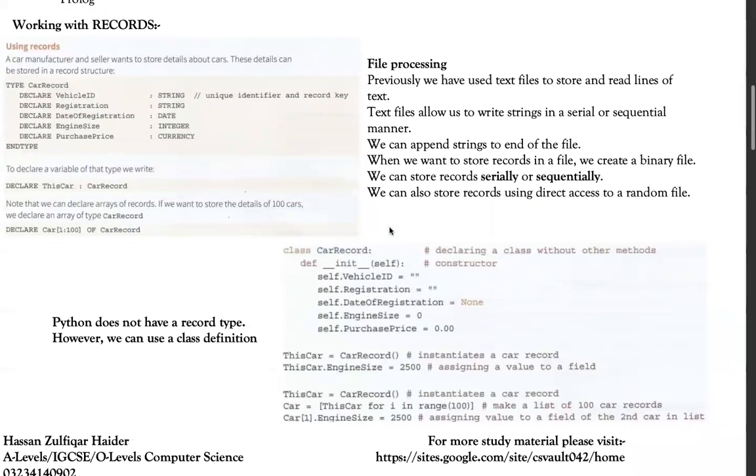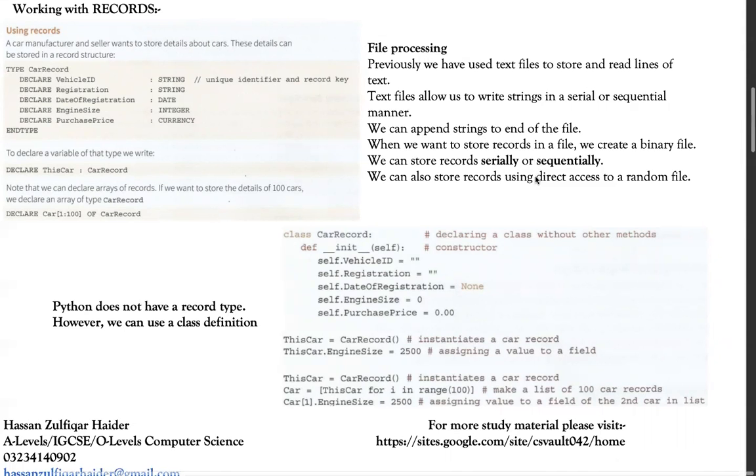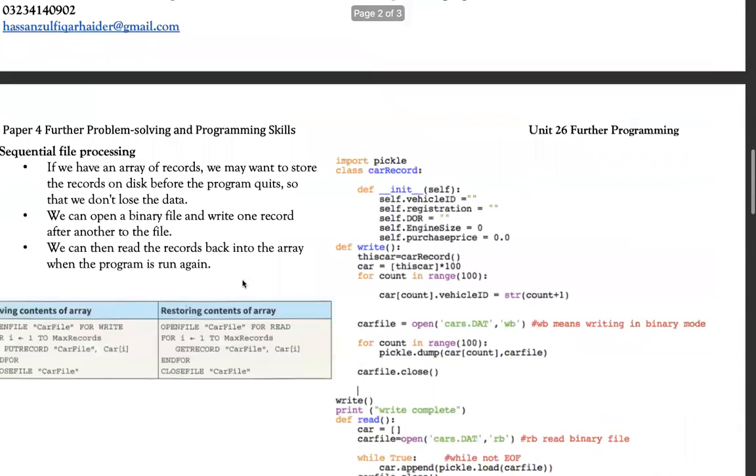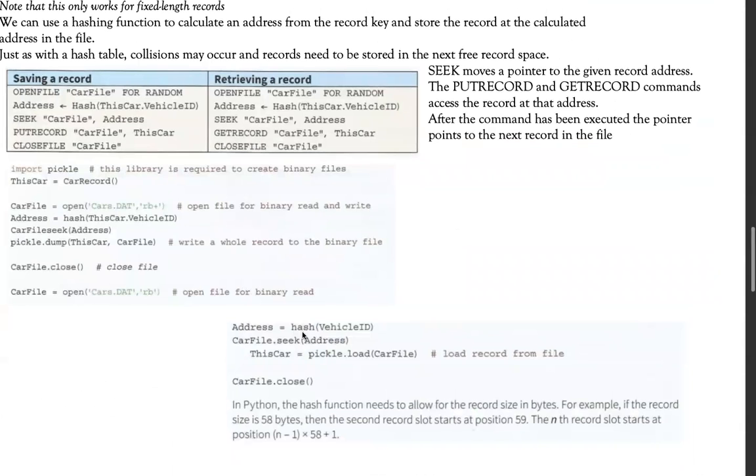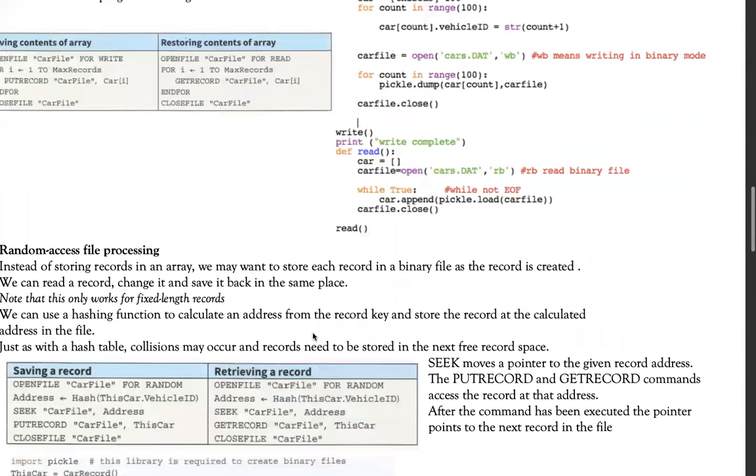Anyway, so let's check out file processing. If you remember, we started off paper three with file handling and data representation. And there was this topic about file processing, in which we discussed that files can be accessed through serial access, sequential access, as well as random access. As you can see here, random access, in which we're using hash values to directly pinpoint the position where a particular data can be stored.